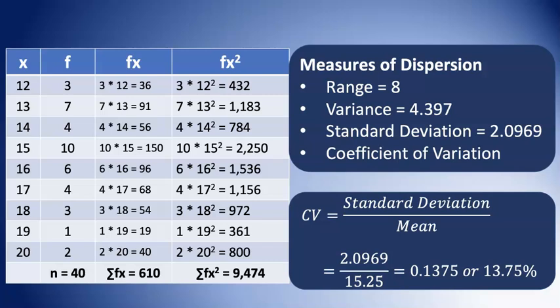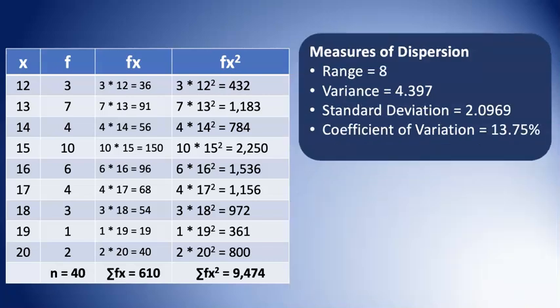Also expressed as a percentage, it will be 13.75%. Of course, to convert to a percentage, we simply multiply it by 100. So this is our CV, 13.75%, and it's saying that the standard deviation is 13.75% of the mean.